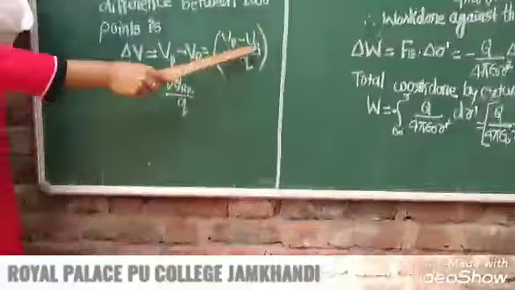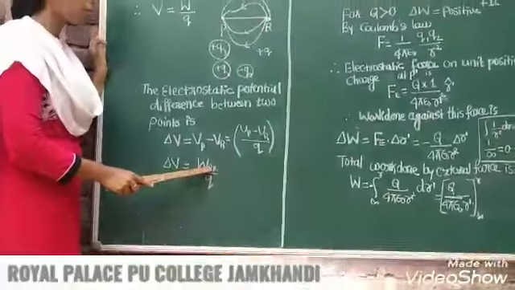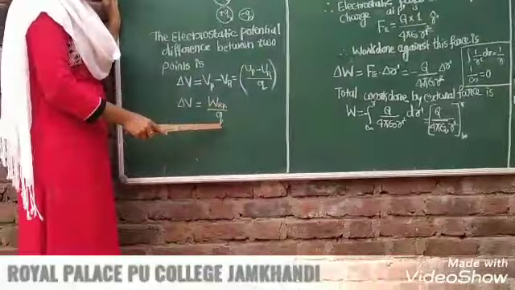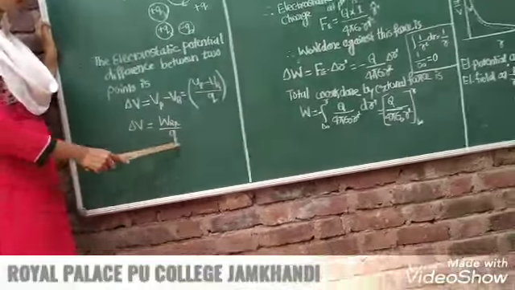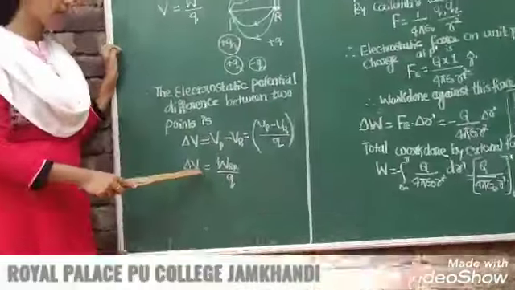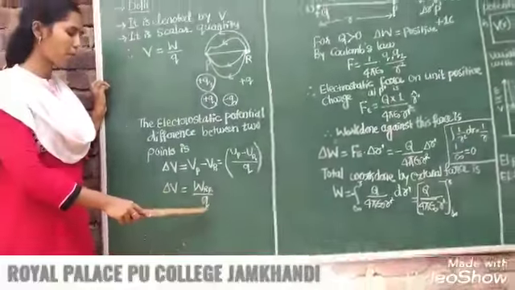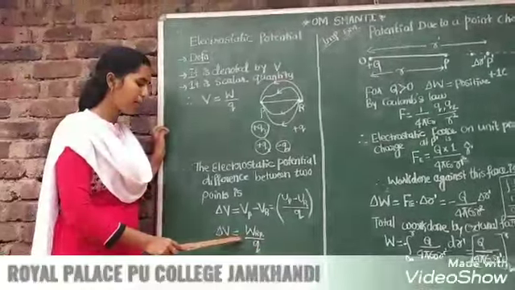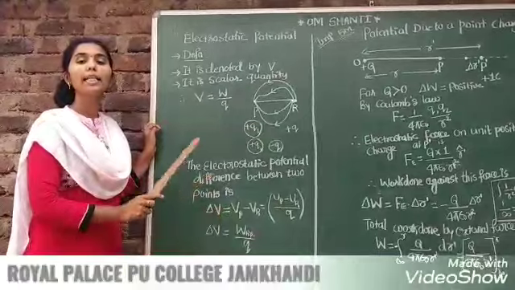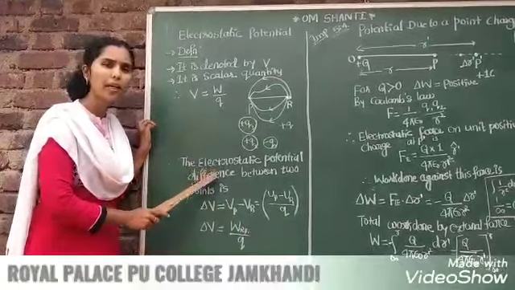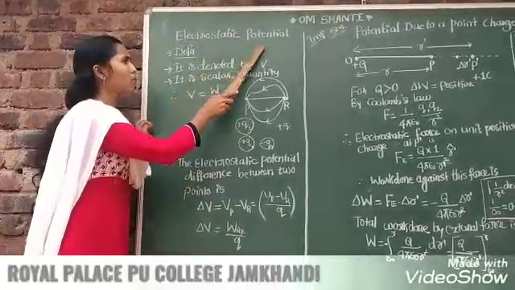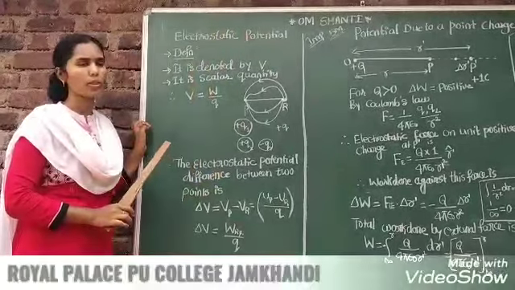Then if I replace this by the work done from R to the point P with a unit positive charge, then the potential difference will come. Delta V is equal to WRP upon Q. And remember, its SI unit is volt. What is the SI unit? The SI unit of electrostatic potential is volt, right?